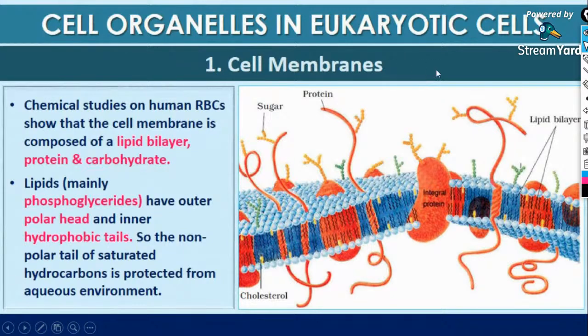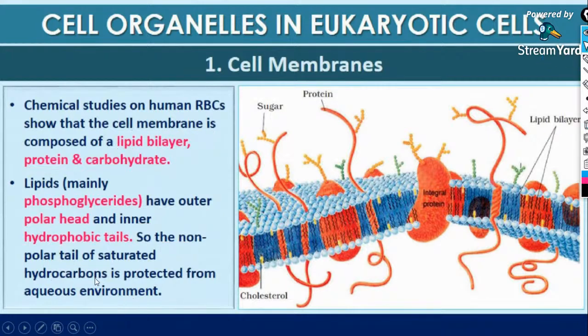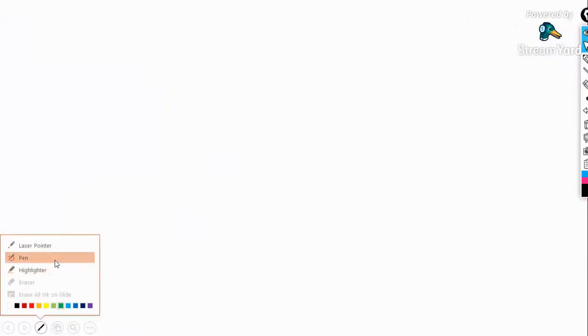So, cell membrane. Chemical studies on human RBCs show that the cell membrane is composed of lipid bilayer, protein, and carbohydrate. Lipid bilayer, protein, and carbohydrate are the 3 major components of the cell membrane. Lipids, mainly phosphoglycerides, have an outer polar head and an inner hydrophobic tail. So the nonpolar tail of saturated hydrocarbon is protected from the aqueous environment. Have you understood anything after reading this about the cell membrane?